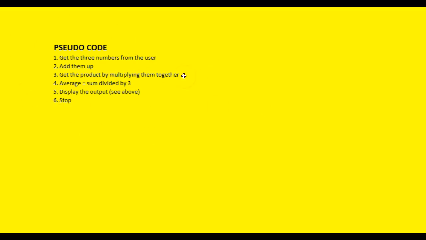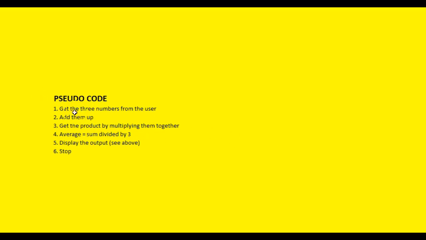For this example, my final design tool would be something called pseudocode. And pseudocode is nothing more than just a list of steps, kind of like your first assignment. Get 3 numbers from the user, add them up, get the product by multiplying them together, get the average, which is the sum of them divided by 3, display the output as we saw up in the IPO chart, and then stop. So that's pseudocode.